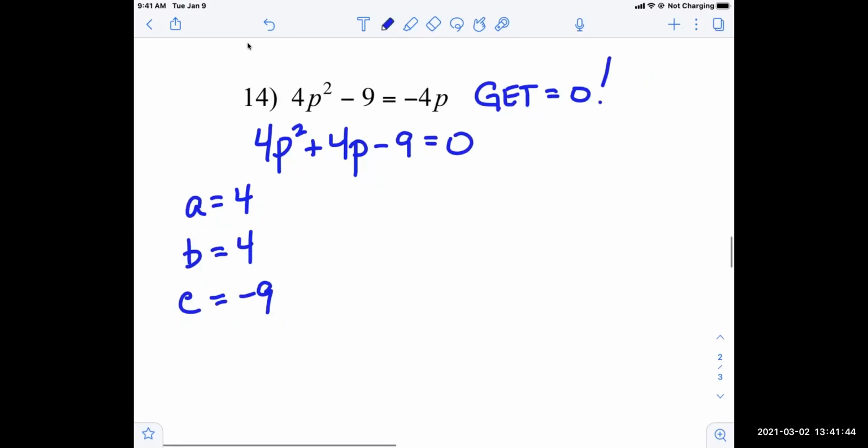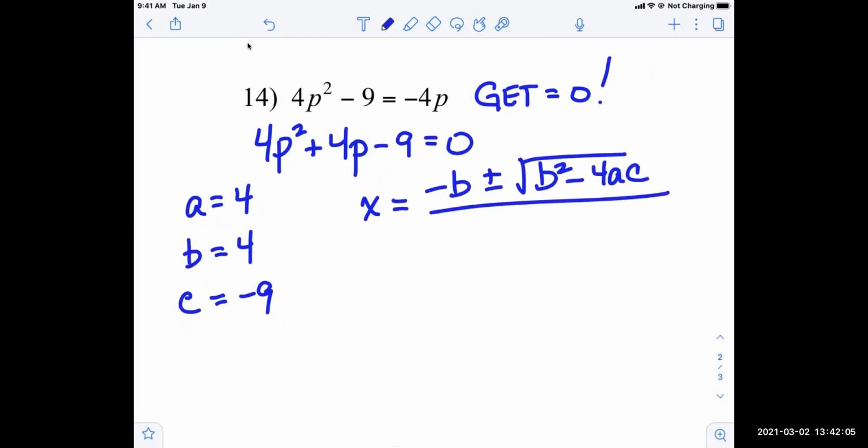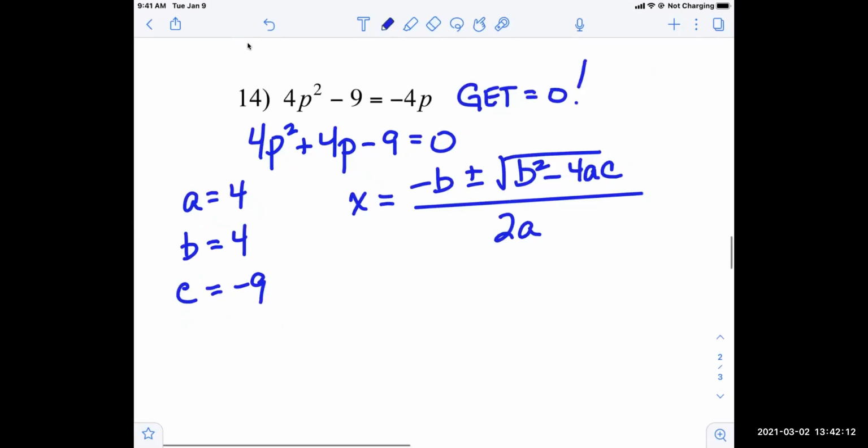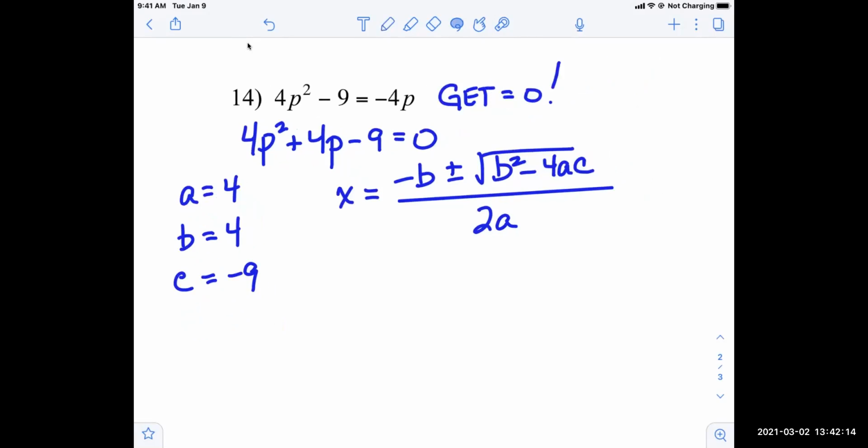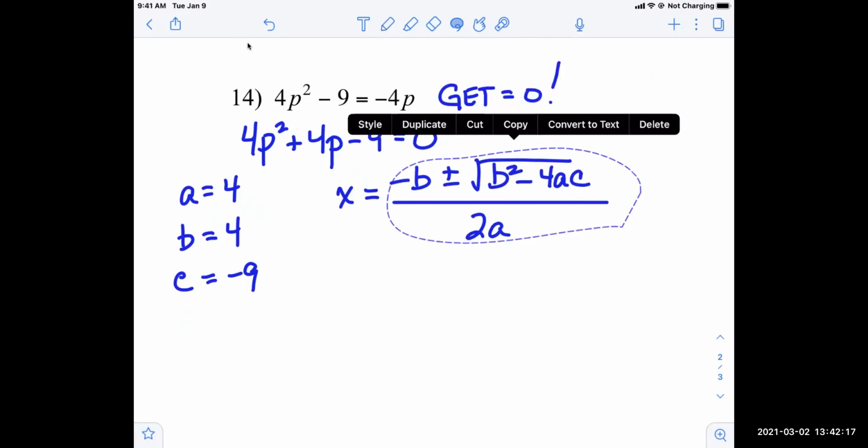Okay, can you rattle off the quadratic formula? Negative b plus or minus the square root of b squared minus 4ac, all divided by 2a. Guys, you got to know the formula. Some of my honors kids don't know the formula, and so they were missing points on harder stuff and then not able to do this kind of problem because they didn't know the formula.